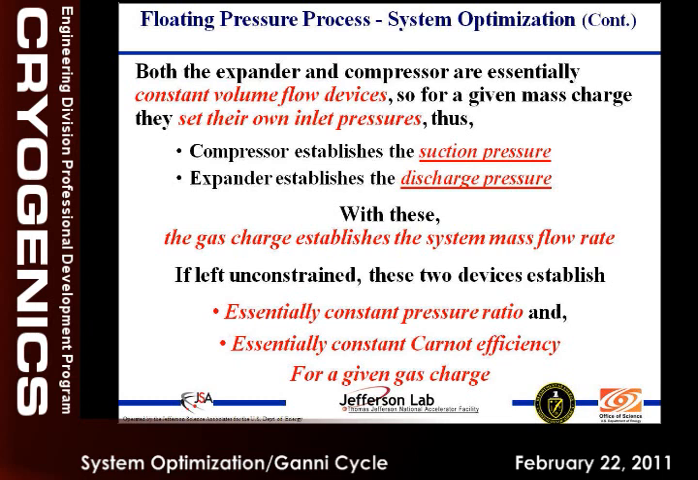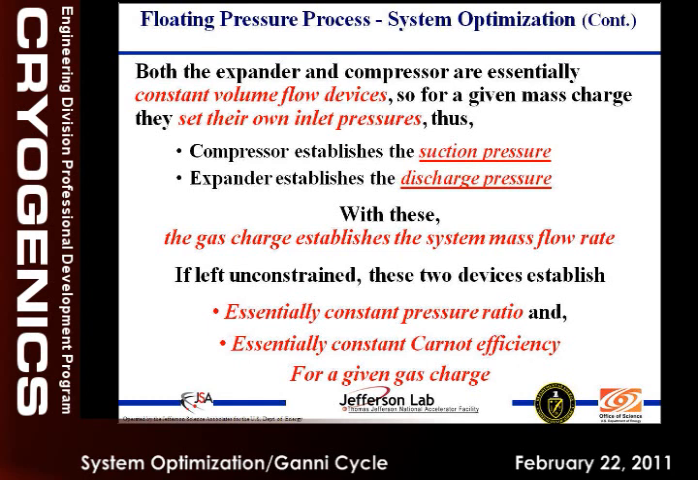So the compressor, for a given displacement and a given charge, establishes the suction pressure. Whereas for the same mass, the expander, because it has a fixed orifice in choke flow, establishes its inlet pressure, which is the compressor discharge pressure. Basically, these two establish the fixed pressure ratio. Once you select a compressor and expander, the pressure ratio is fixed, and only the level at which those pressures operate depends on the amount of charge we put in.